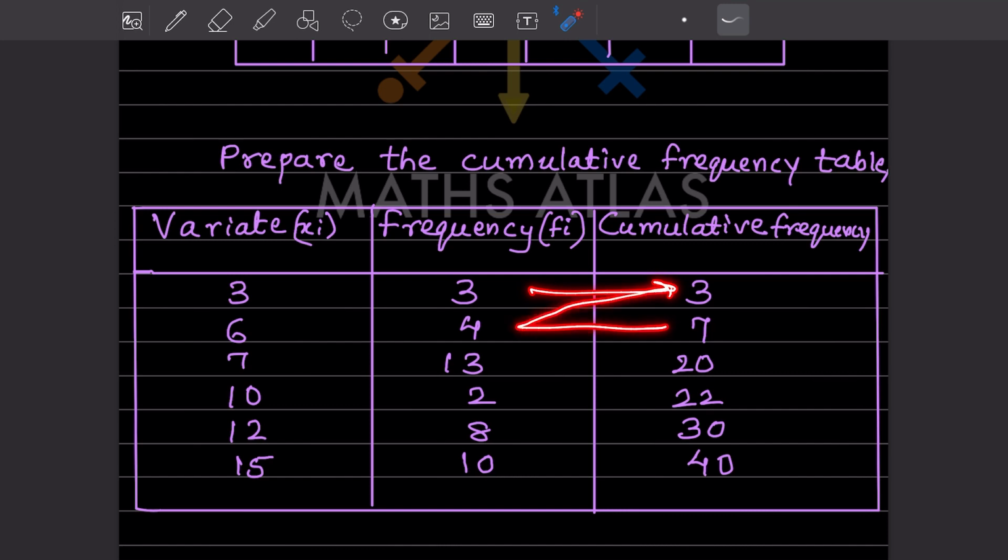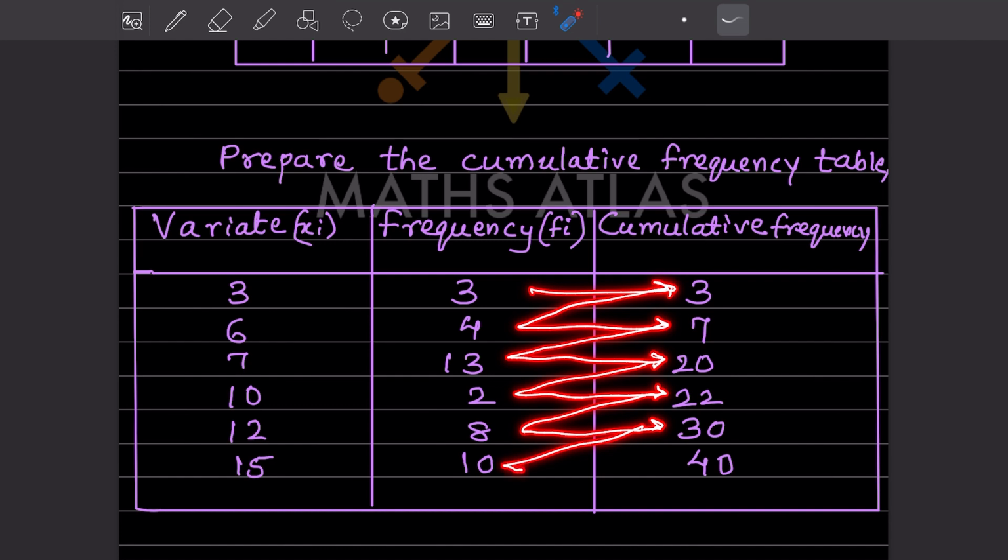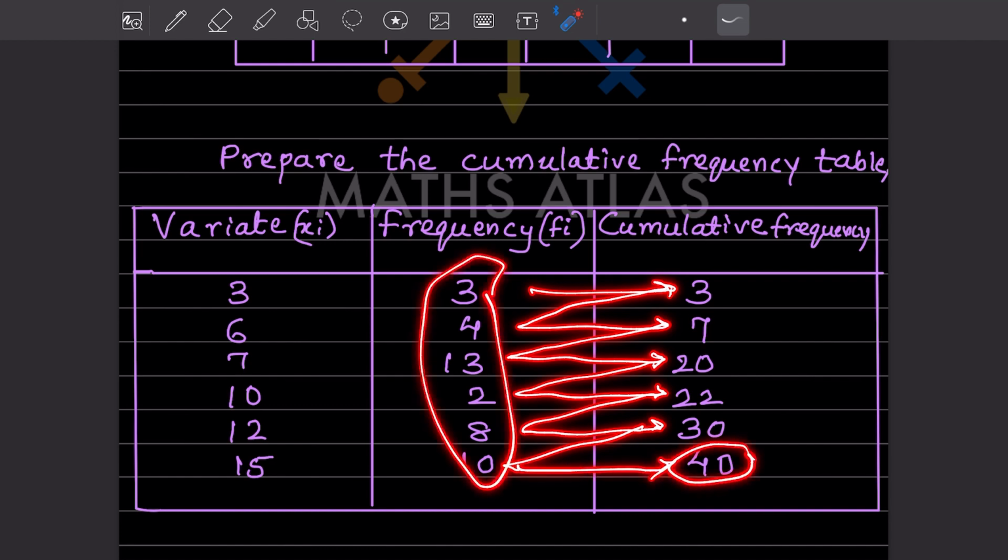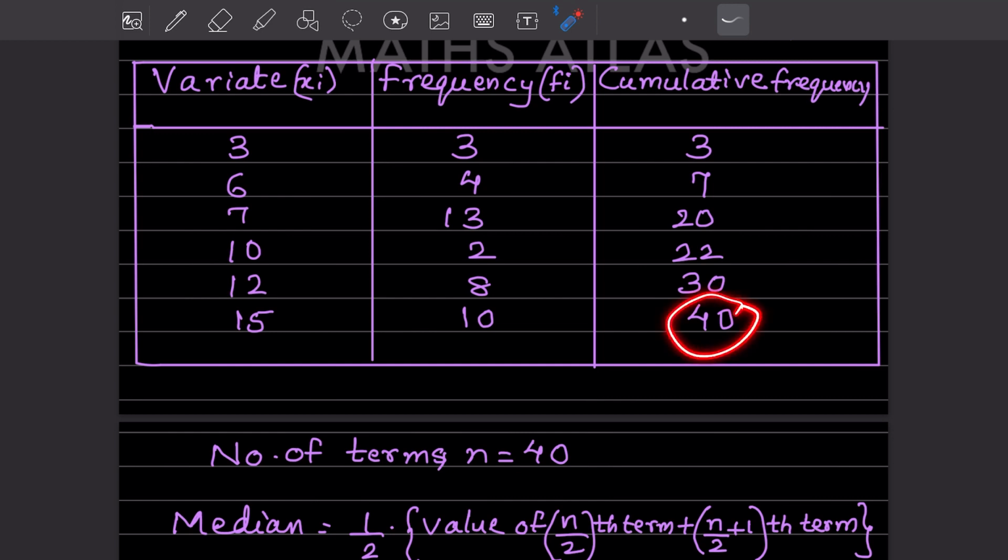3 plus 4 is 7. 7 plus 13 is 20. 20 plus 2 is 22. 22 plus 8 is 30. And 30 plus 10 is 40. Now this is 40, right? So when you add this also, it comes to 40. So that means the number of terms, that is n, is 40.